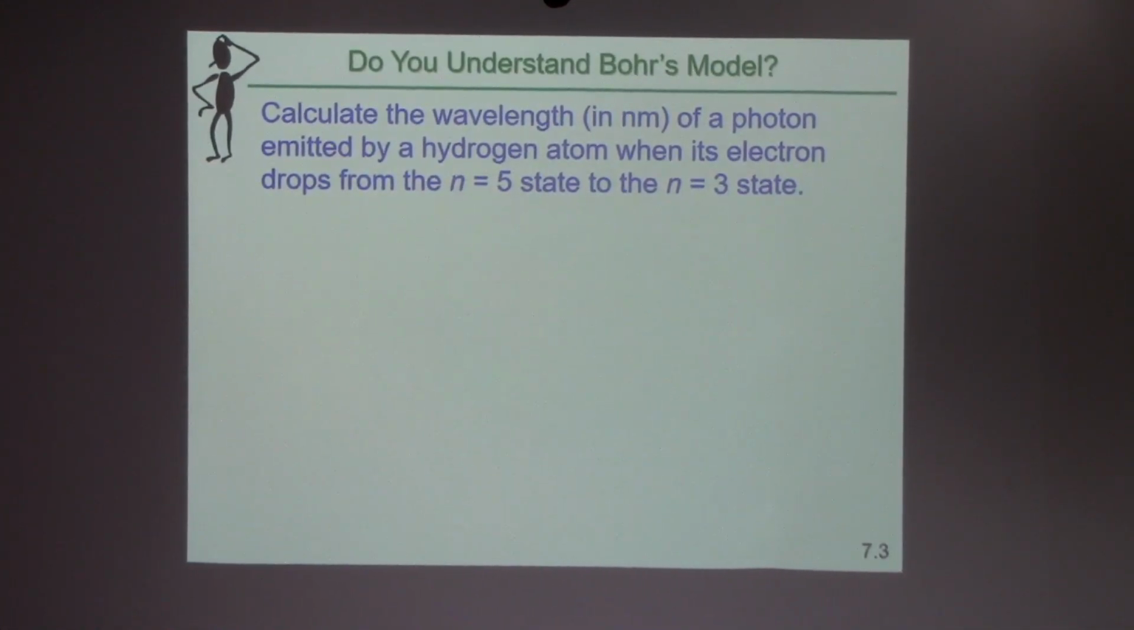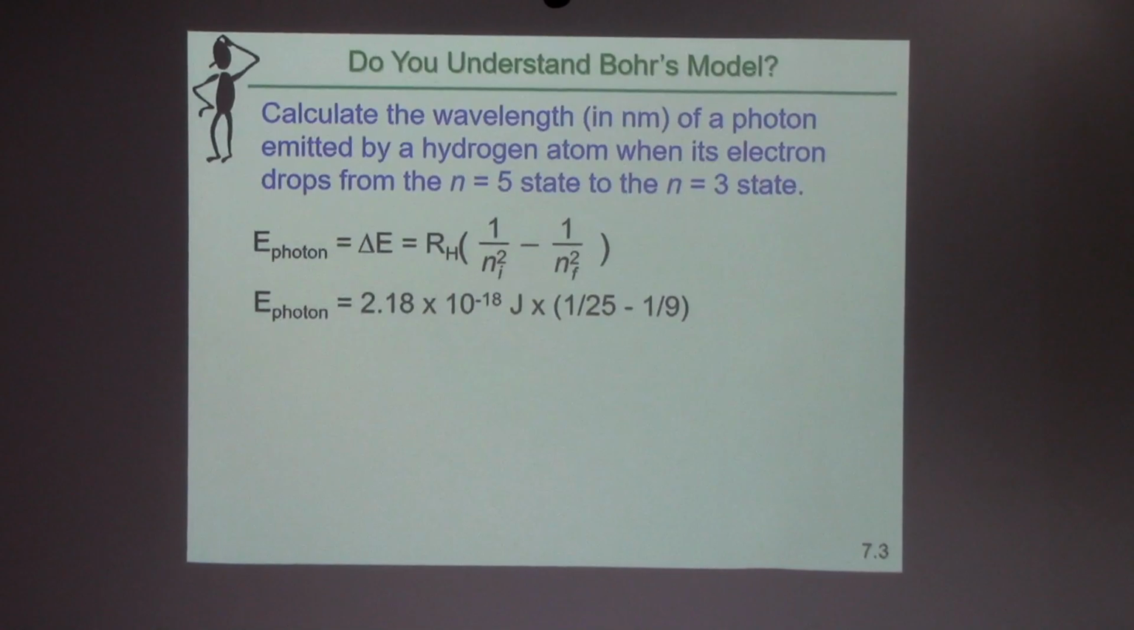Let's take a look at this problem. Practice problem. Calculate the wavelength in nm of a photon emitted by a hydrogen atom when its electron drops from the n equals 5 state to the n equals 3 state. The problem is solved as shown.